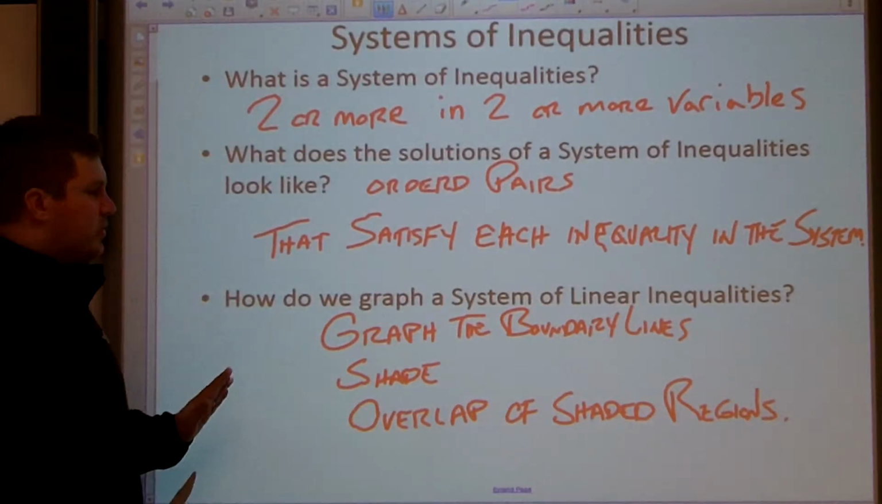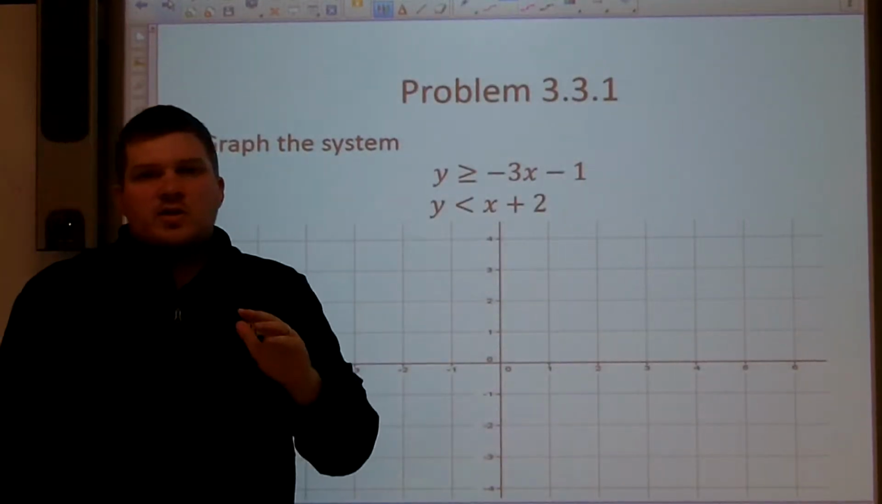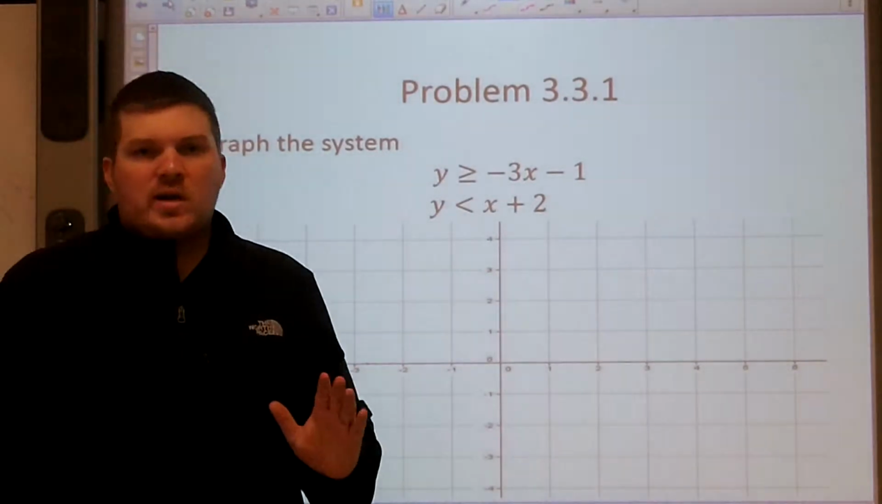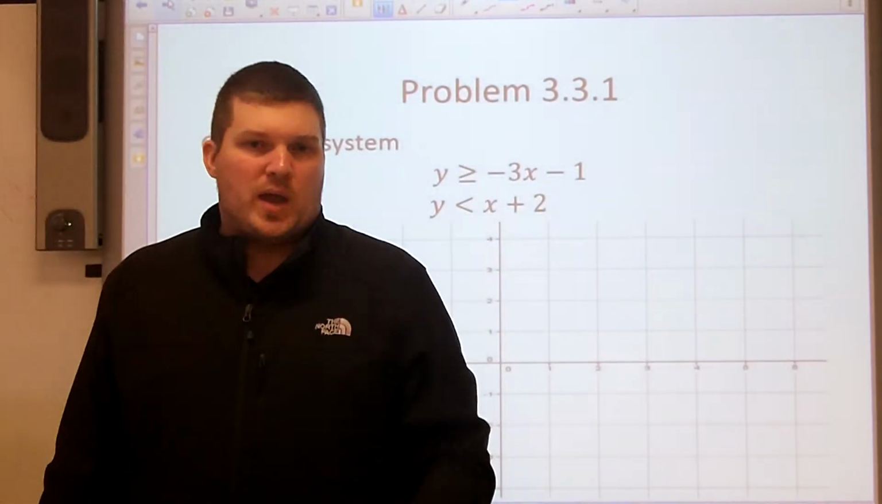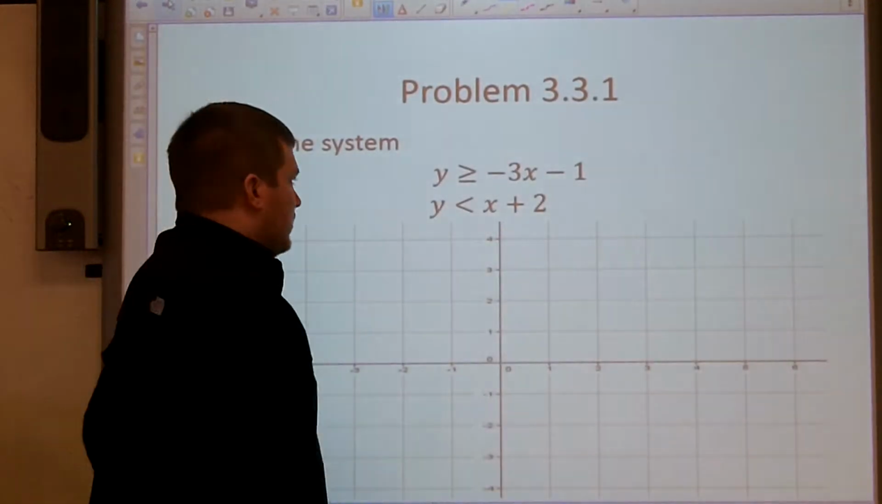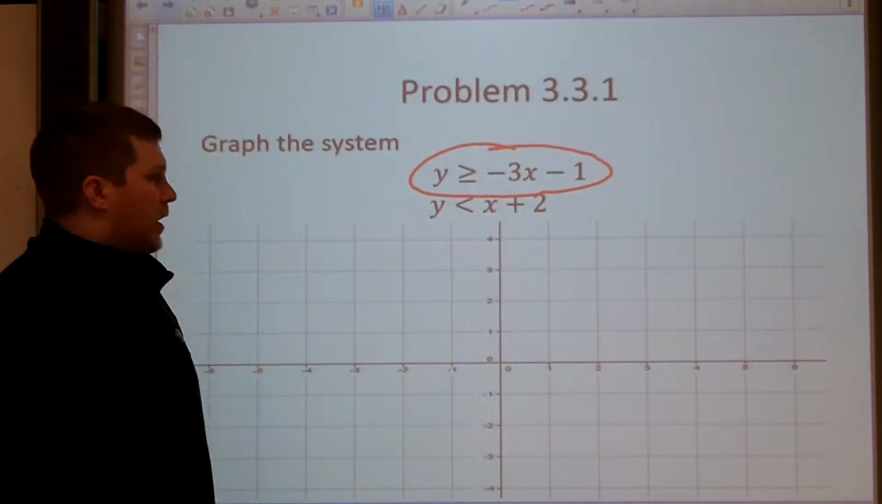Okay, so let's go ahead and do an example. Pretty easy one to start off with. So here we want to graph each one of these linear inequalities. We're going to take one at a time. That's the key. Do one at a time, baby steps. Graph and shade one at a time first. So let's do the top one. You want to do the top one in red.